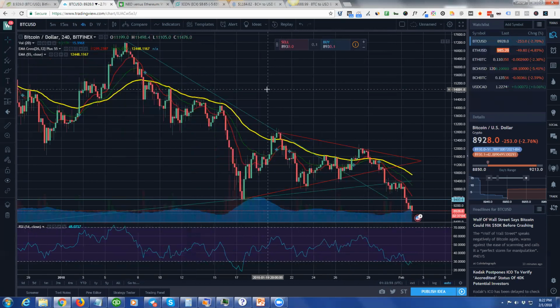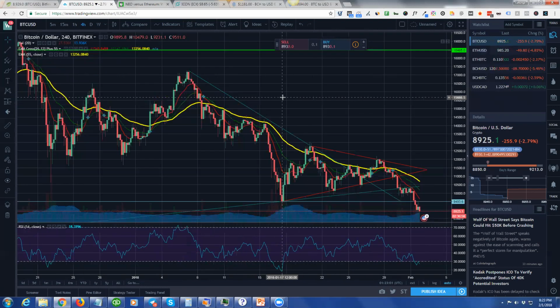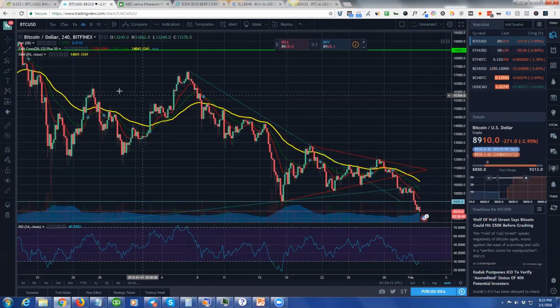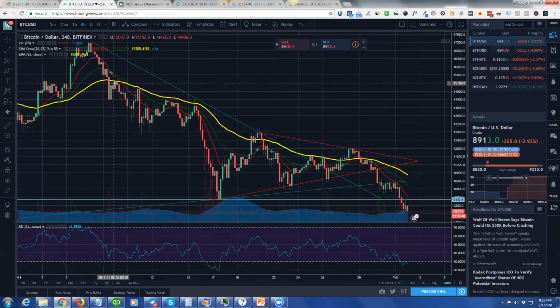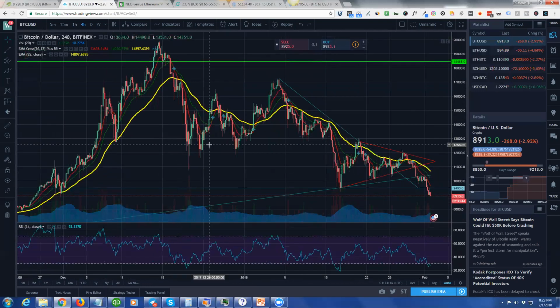Right now it's battling the 9,000 range. It's at 8,928. Hopefully we just have a bit of a flush below 9,000 and we'll get some recovery back up, but we still have a bit of consolidation to go. So we really need the markets to settle down a bit.